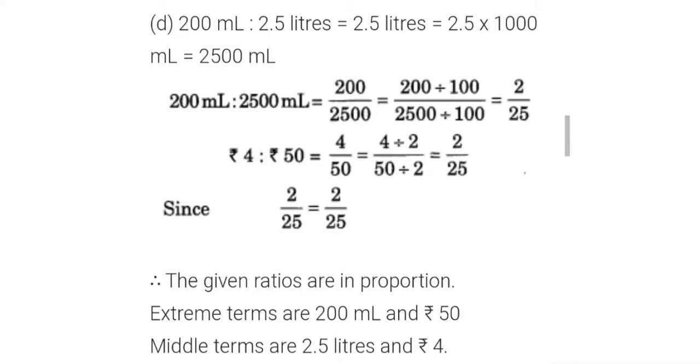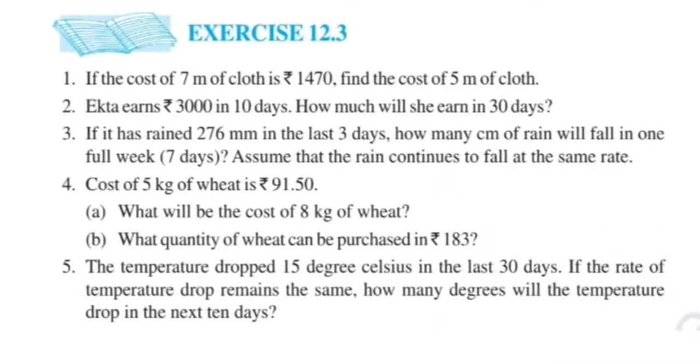So scholars, your exercise 12.2 is completed. Now let's see exercise 12.3. Now see question number 1. If the cost of 7 meter of cloth is rupees 1470, find the cost of 5 meter of cloth.